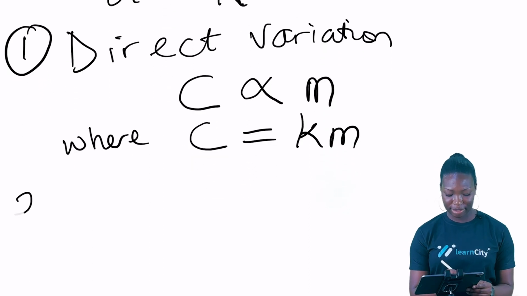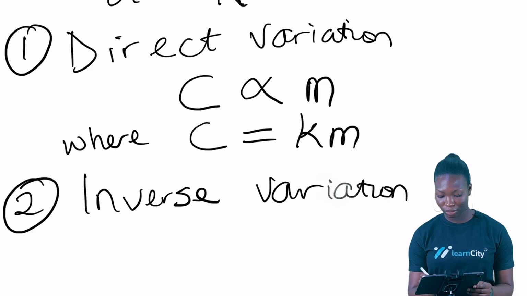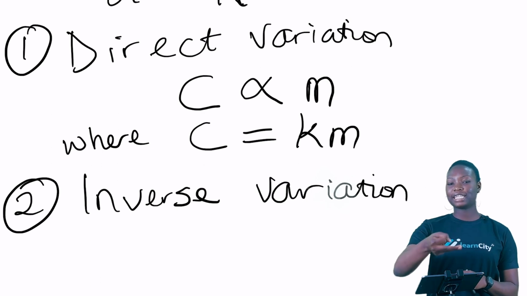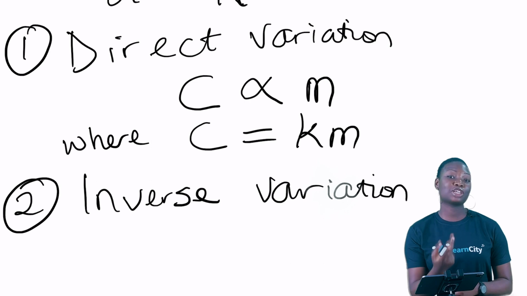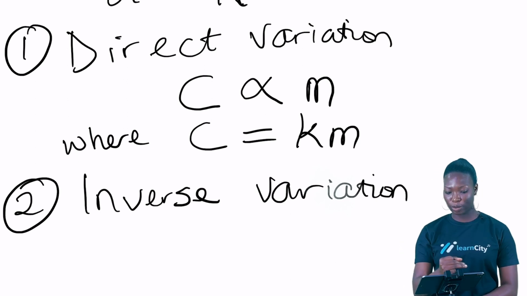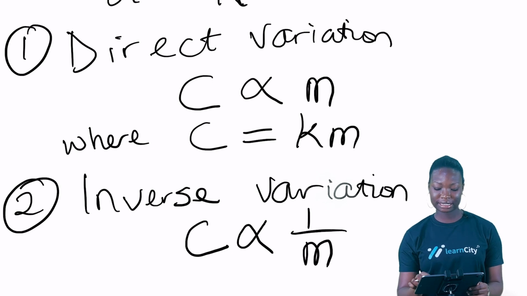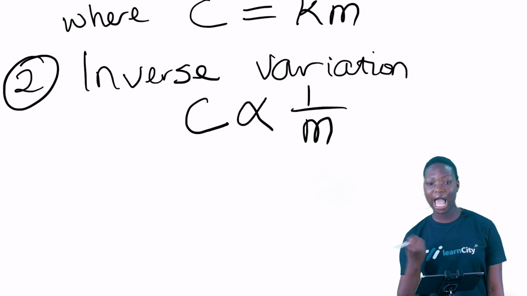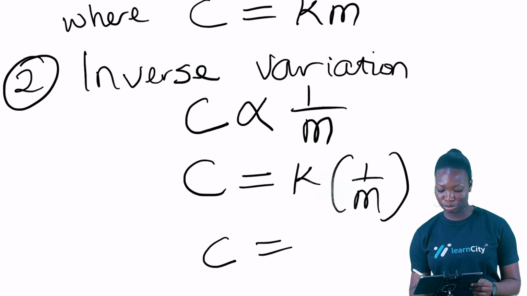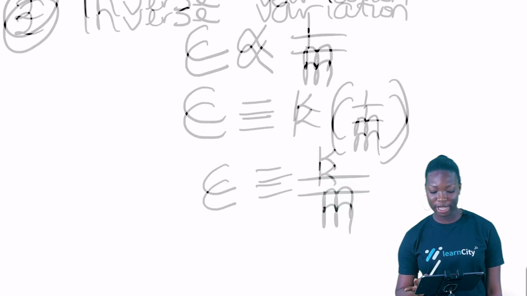Now, for inverse variation, inverse variation is the opposite of direct variation. If two numbers vary directly with each other, inverse variation talks about two numbers varying in the opposite way. When we have C varies inversely as M, this is how to denote an inverse variation. C varies inversely as M, so we have C equals K into brackets 1 over M, where C is equal to K over M. That is for inverse variation.